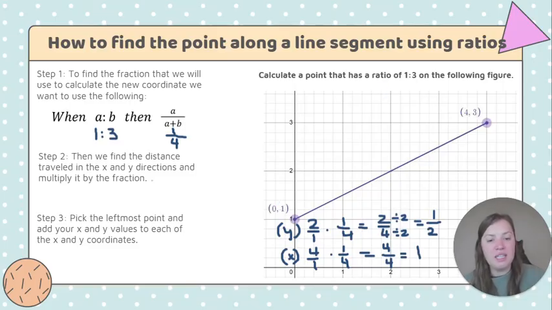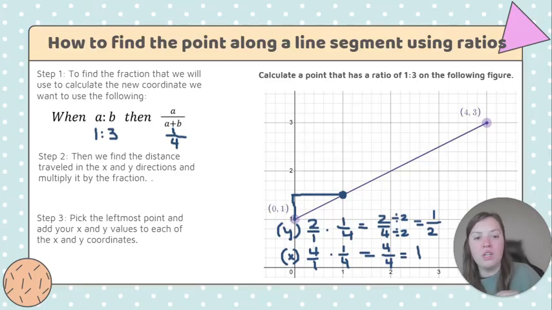Okay, and so in this case here, we have to pick our point first. We have to pick our leftmost point. The leftmost point is the point that is most in the left direction, so it's this point 0, 1. And I am going to increase by 1/2 in my y direction and 1 in my x direction. So that means right here, this is the location of my point on my line segment that is 1/4 or a 1:3 ratio up my line segment.